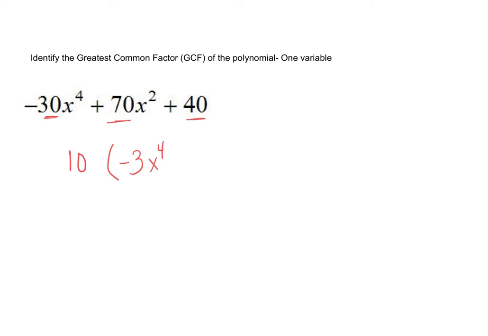x to the 4th. 70 divided by 10 gives me a 7x to the 2nd. 40 divided by 10 gives me a 4. And I know that was the greatest common factor because now if I look at what is inside, there are no common factors for 3, 7, and 4. So 10 had to be the greatest common factor.